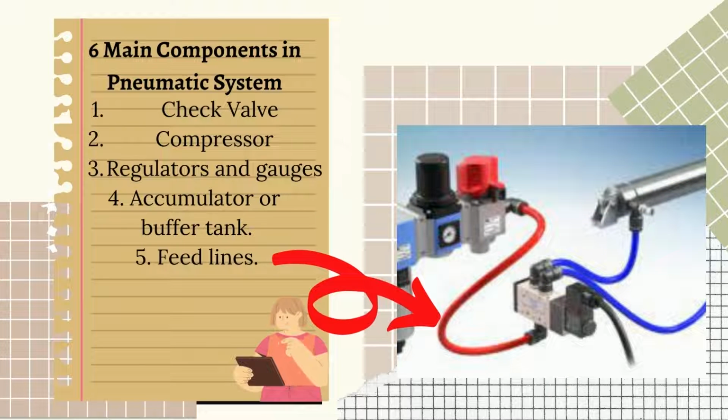The fifth main component of the pneumatic system is the feed lines, which are hoses that move the pressurized air through the pneumatic system. The largest diameter hoses are installed to handle the PSI, and these large hoses allow the pressurized air to travel faster, eliminating airflow backup.